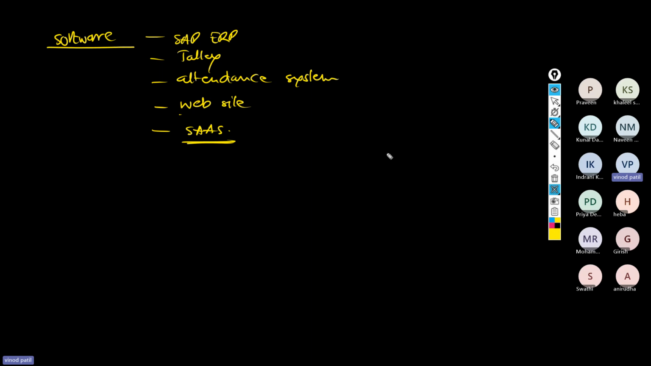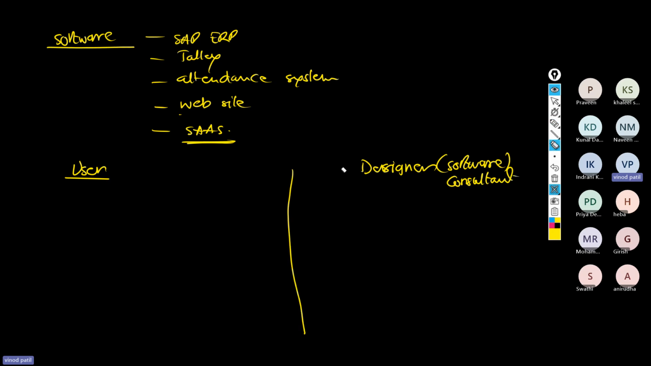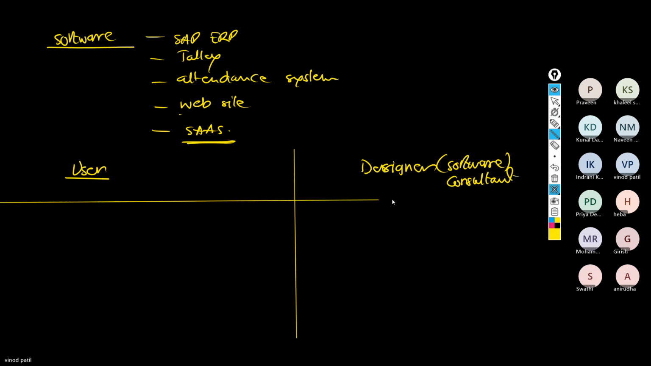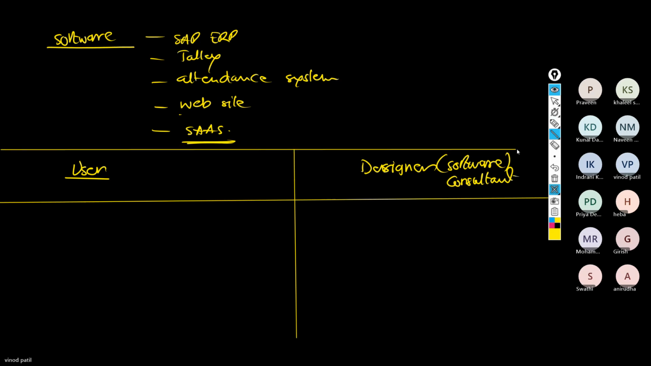What is the architecture of software? There are two parts of the software. One is the user. Second is the designer, creator, software engineer, or a consultant who implements the software. So majorly software is divided into two parts. Whatever the end user uses is called the front end, where applications run or where they perform the process, project, documents. That is the front end.